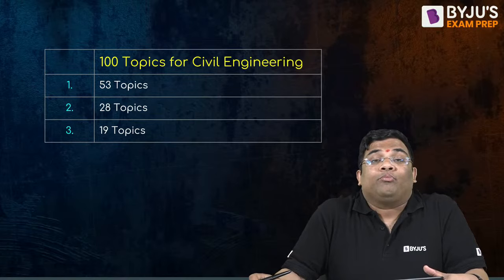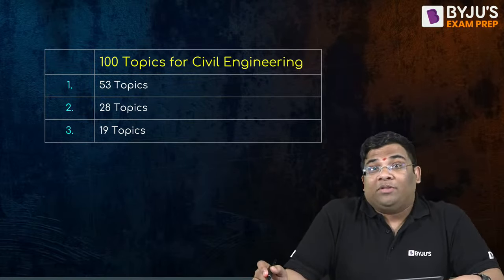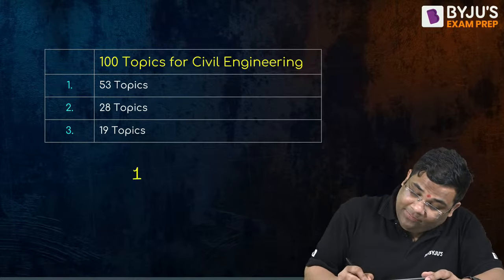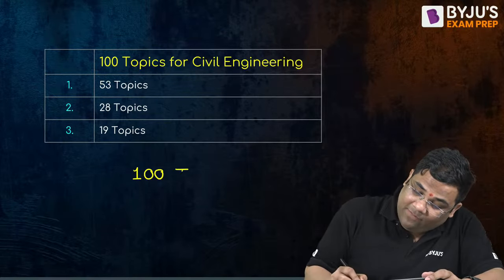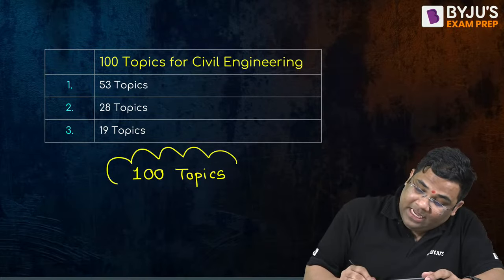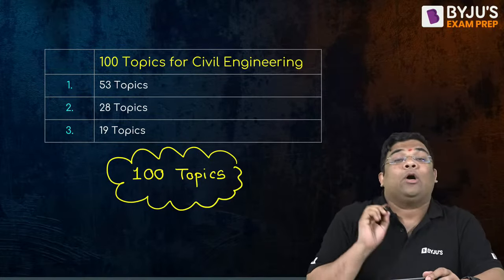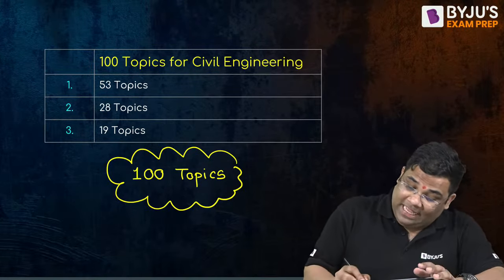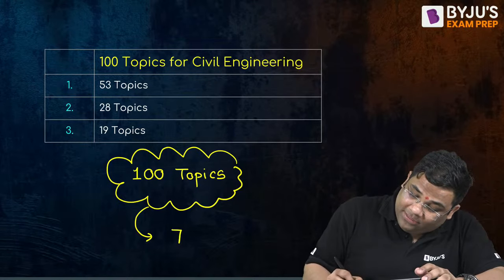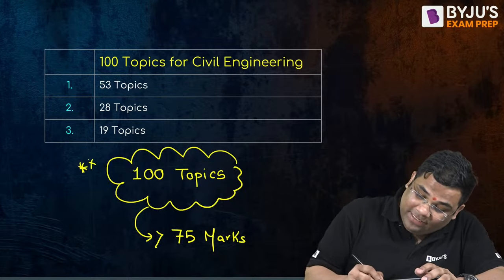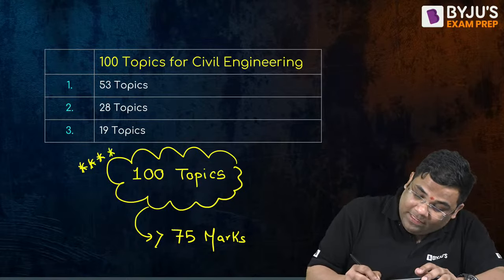Now, 100 topics of civil engineering. I have distributed this particular syllabus of civil engineering into 100 topics. And you have to complete all the 100 topics. This will ensure a mark of more than 75 marks, if you complete these 100 topics of civil engineering.